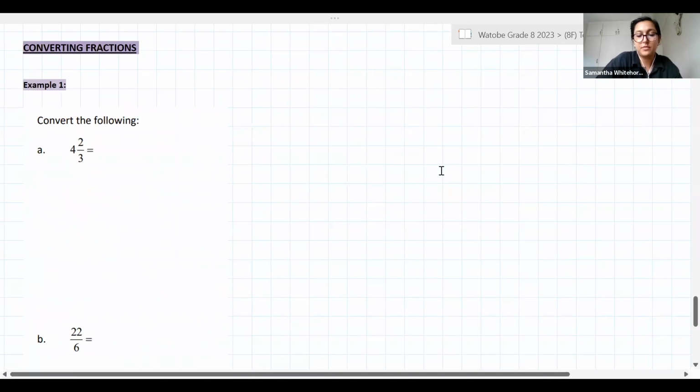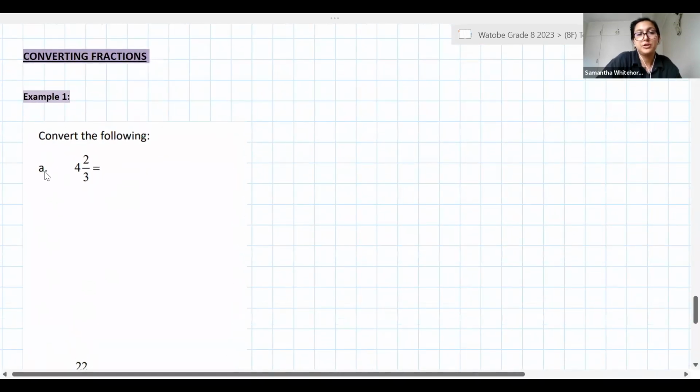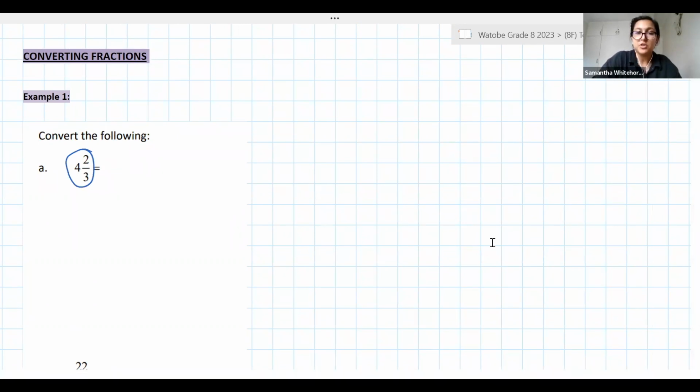Now, honestly, your calculator does this for you, so you can use your calculator to check, but you need to be able to do this without a calculator. All right, so if we have a look at our first value here, quickly in the chat, what type of fraction is 4 2/3? We've spoken about some different types of fractions. What type of fraction is it? Quickly type it in the chat for me.